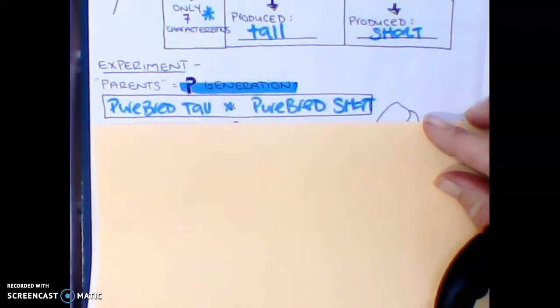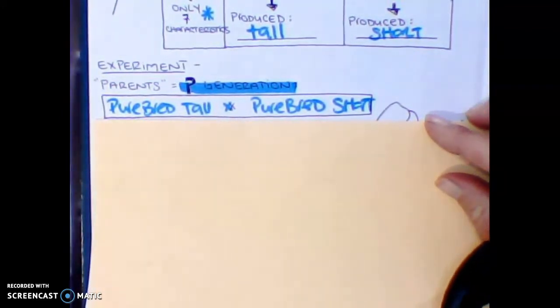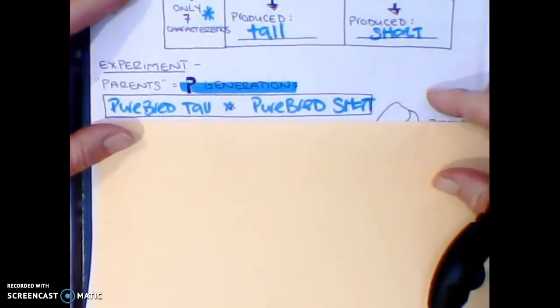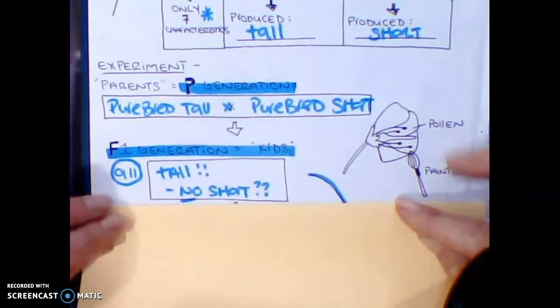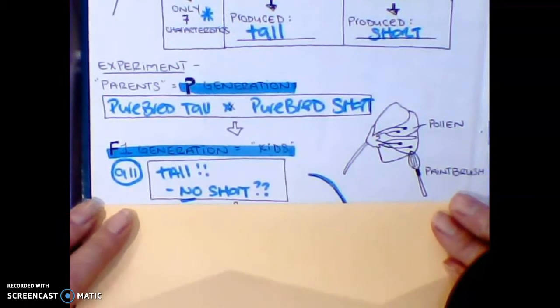And you would think that we'd probably get medium plants, right? Tall plus short equals medium. Well, that's not really what he got. He ended up getting, as far as his kids are concerned, all tall plants. So he was like, what the heck? Where's the medium? And what happened to the short?